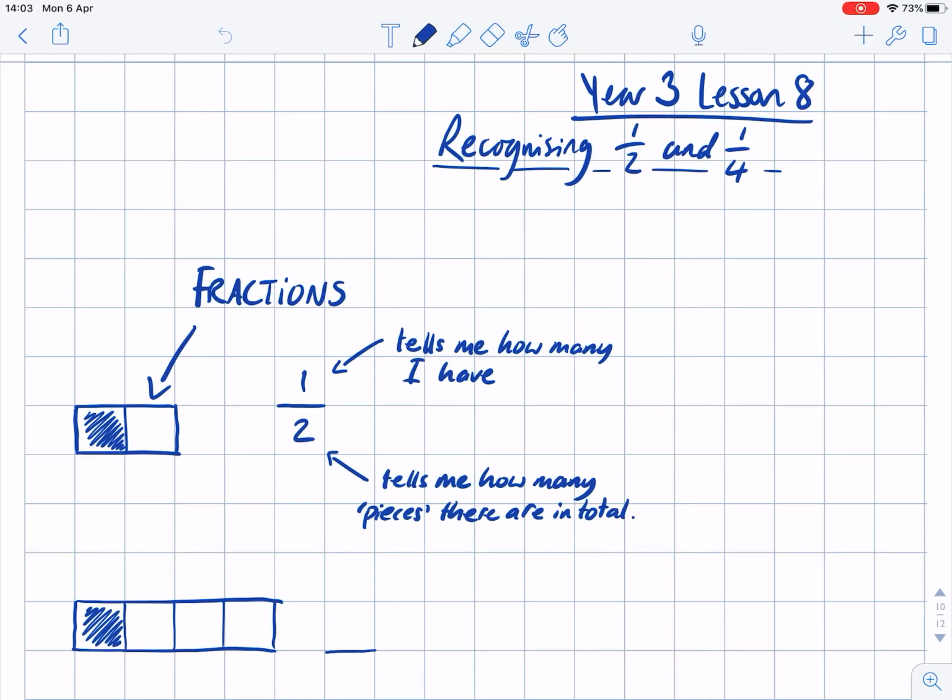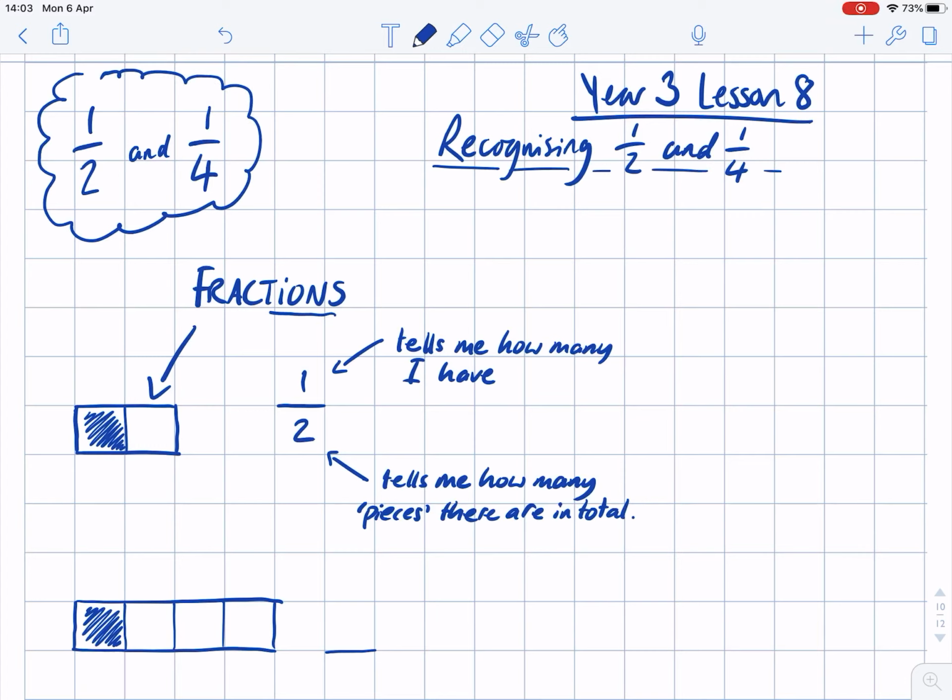We are moving on to something slightly different today. We are looking at and recognising some fractions. We're only focusing today on two: a half and a quarter. Now, just going over a little bit of work on fractions, which I imagine you have heard before, just so we're 100% clear: a fraction, or fractions, are equal parts of a whole.